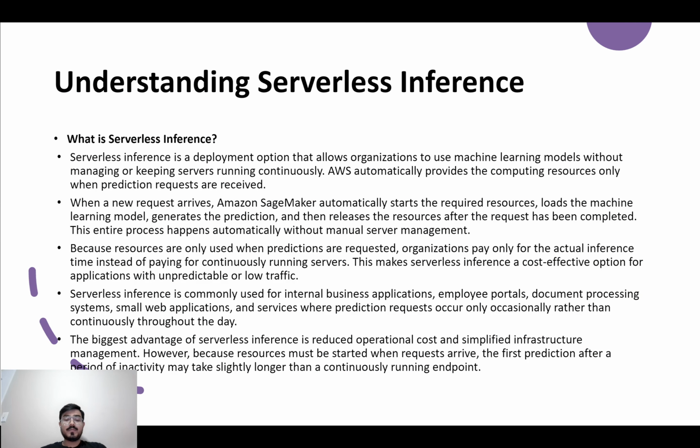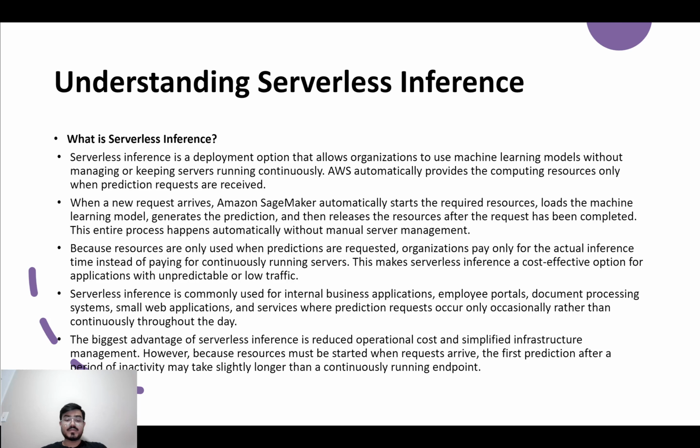So the third deployment option is called serverless inference. The word serverless does not mean the server does not exist. Servers are still being used. The difference is that organizations no longer have to manage them manually. Amazon automatically manages everything in the background.